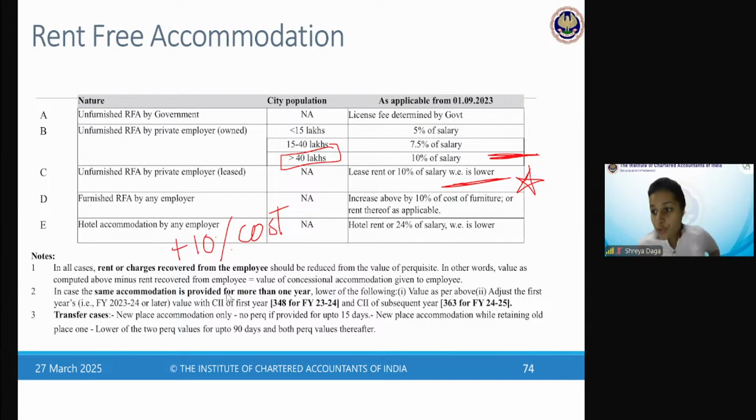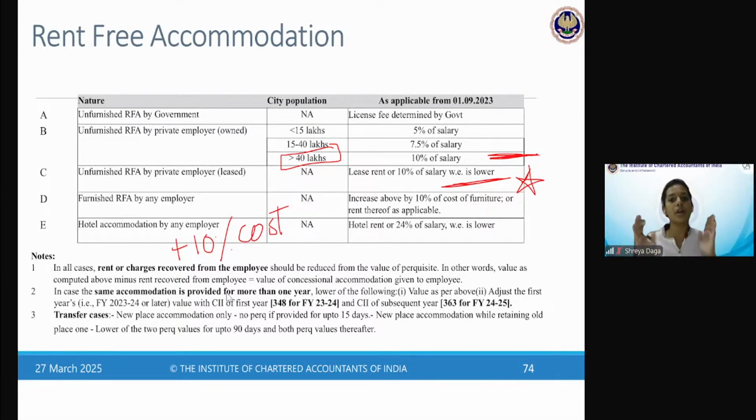Right. So for furnished rent-free accommodation, how you need to value is you need to find out the value of unfurnished accommodation as per the rules we have discussed above. Okay, so you will see whether the employer is a government or a private employer who is also owning the property, or a private employer who has taken the property on lease. All right, so you first find out the value of unfurnished accommodation. Then you need to add the value of furniture to it to determine the value of furnished accommodation.